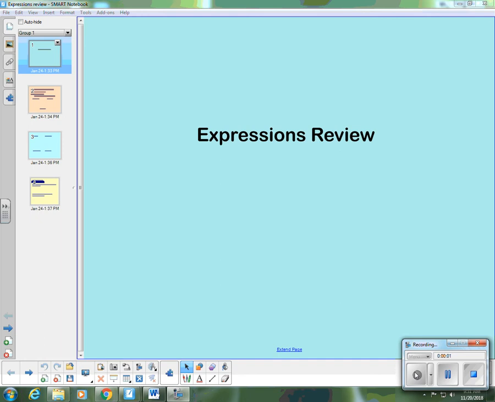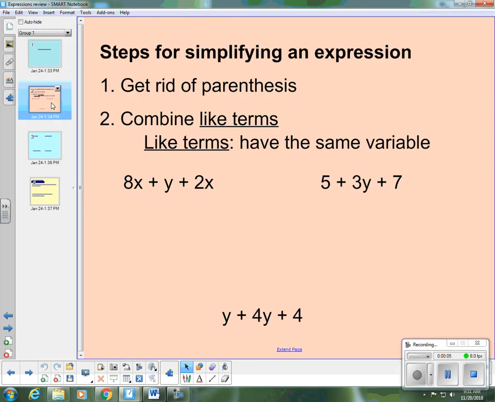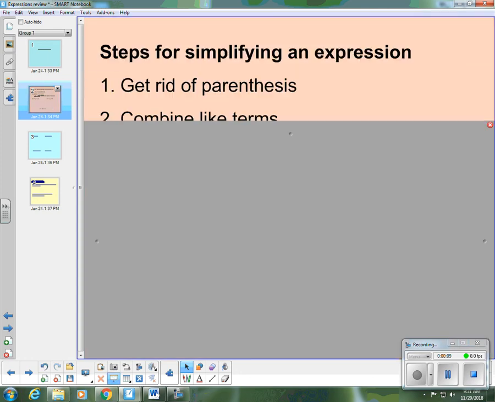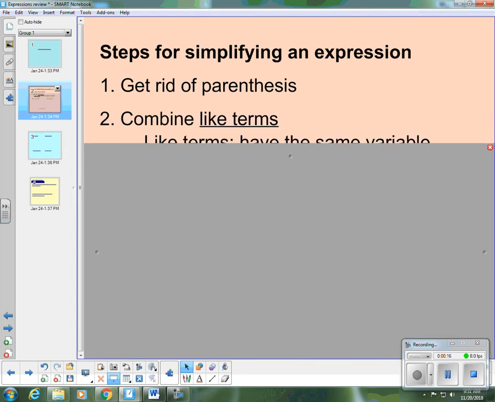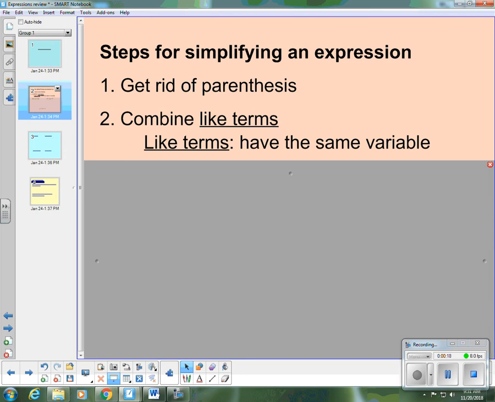Okay, we're on to the expressions review. We're going to start with the steps for simplifying an expression. So the first step is to get rid of parentheses, and that means different things depending on the problem. The second step is to combine like terms. And we talked about like terms.